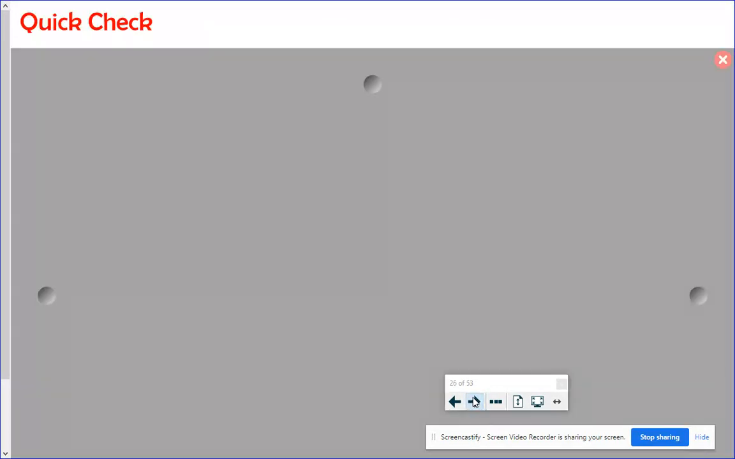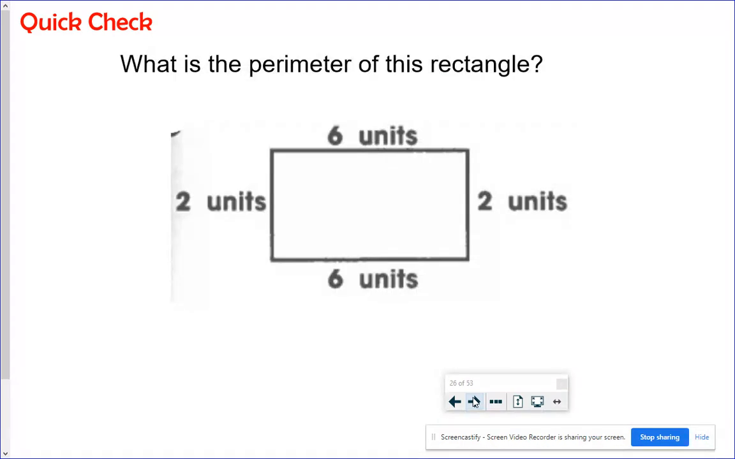Here's your quick check. Pause the video, get the answer, and then unpause it and check back with me. Perimeter of this rectangle. 6 plus 6 plus 2 plus 2. 6 plus 2 is 8. 6 plus 2 is 8, so that is 16. 16 units.